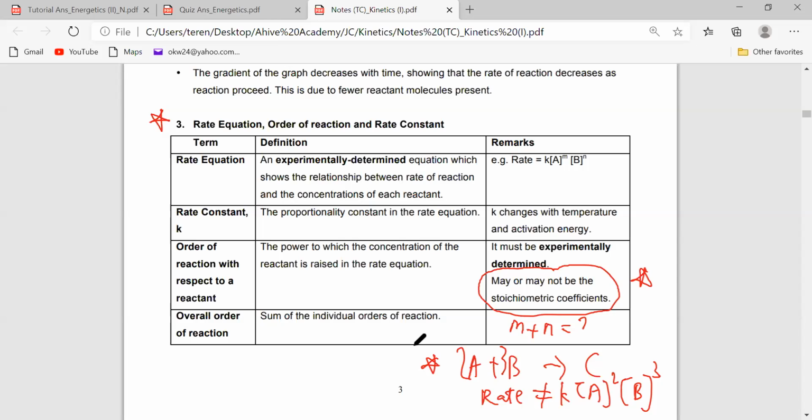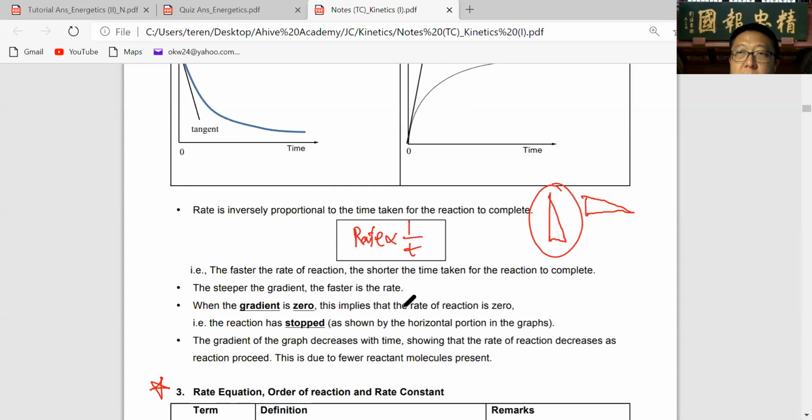Sorry, could you scroll up a bit? I forgot to fill in the blanks. Oh, sure. This one? Yeah. Rate is inversely proportional to 1 over T.